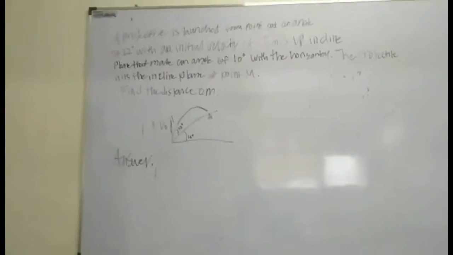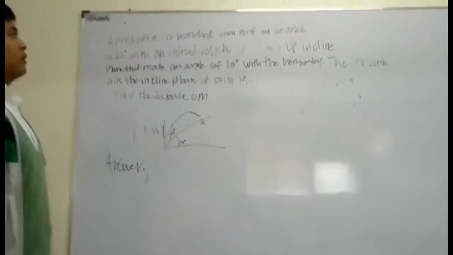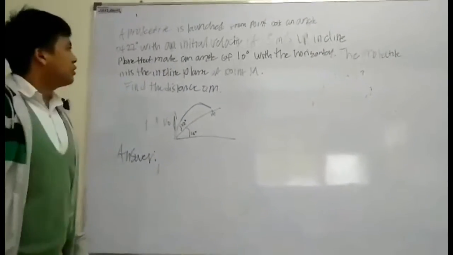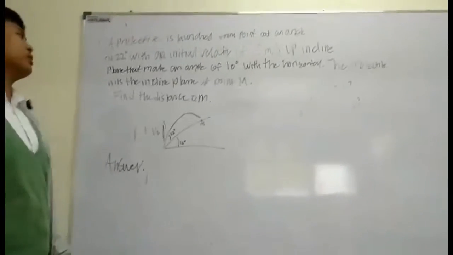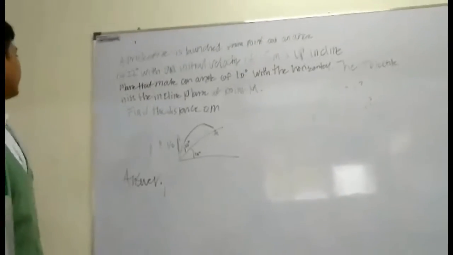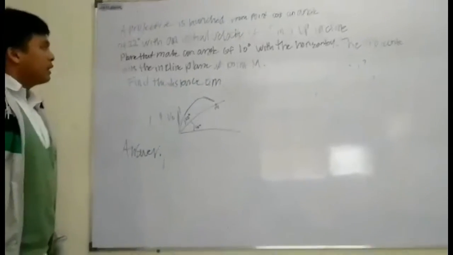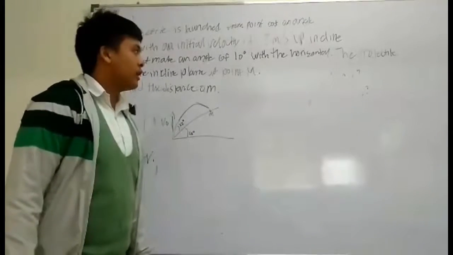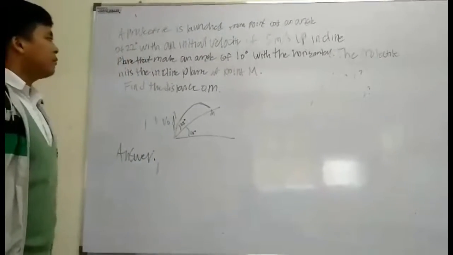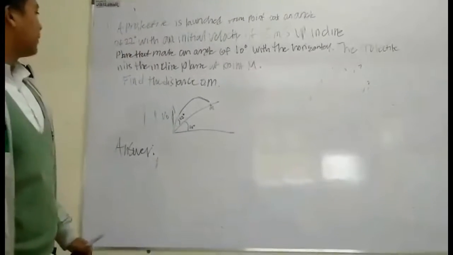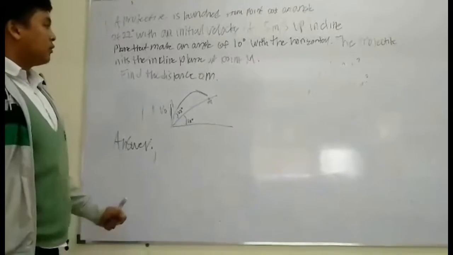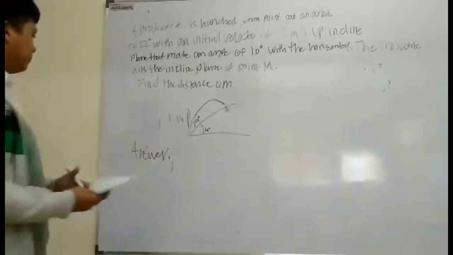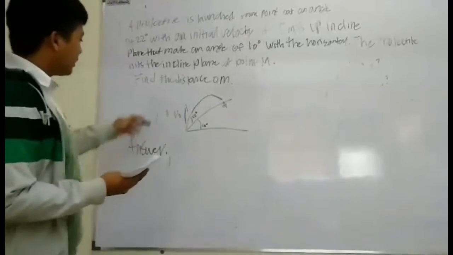A projectile is launched from point O at an angle of 22 degrees with an initial velocity of 15 meters per second up an inclined plane that made an angle of 10 degrees with the horizontal. The projectile hits the inclined plane at point M. Find the distance OM. This is the illustration.